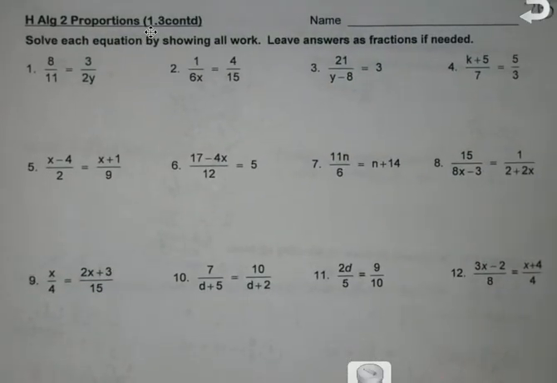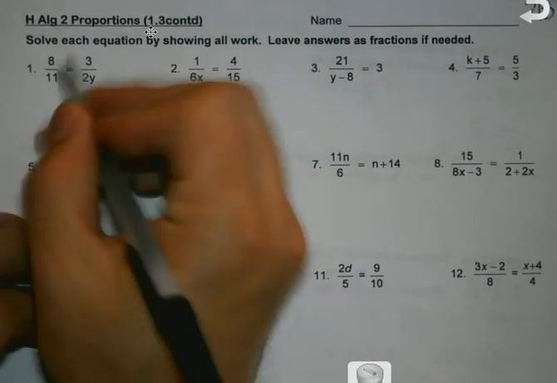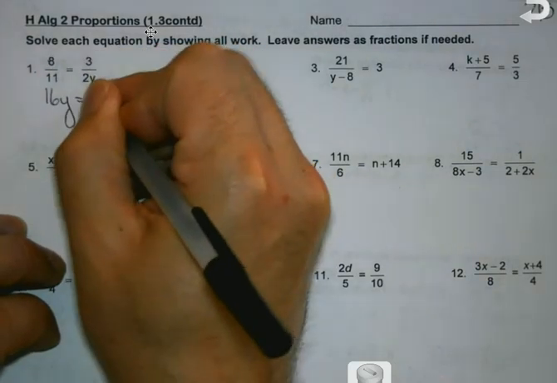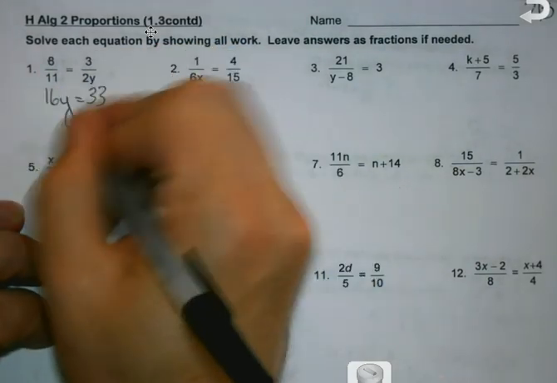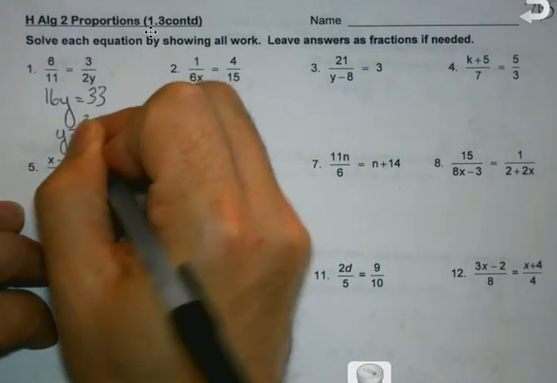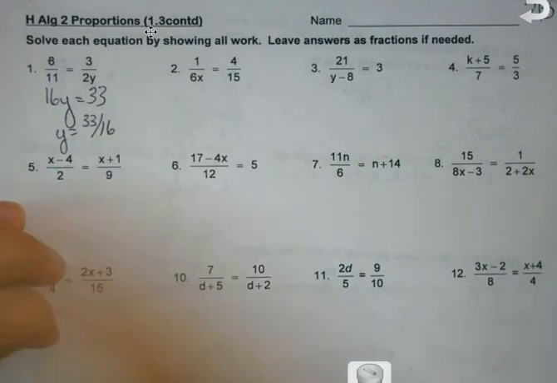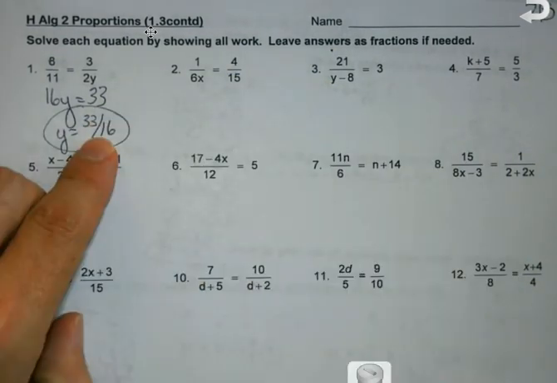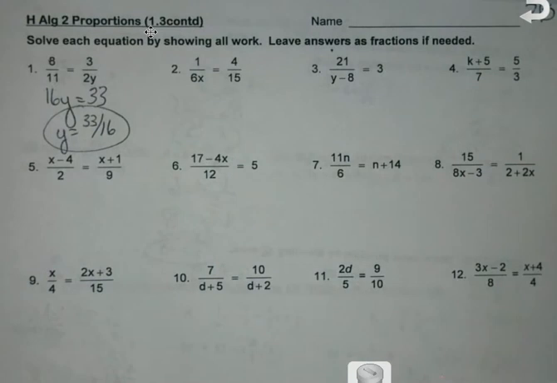Okay, proportions, we're just cross multiplying. Keep it simple. 8 times 2y, okay, 16y. 11 times 3 is 33. Divide by the 16, and this again is just me. Leave answers as fractions, please, if needed, because this is the way I'll have them up when we're going over them in class. I won't have like 2.0875 up there. So if you have the decimals, you may have to look and say, okay, is that the same thing? Yeah, I'm not sure.